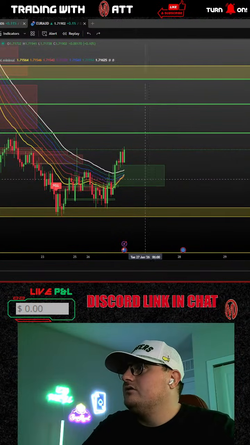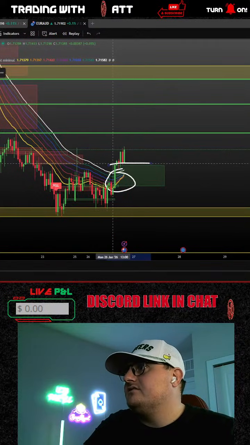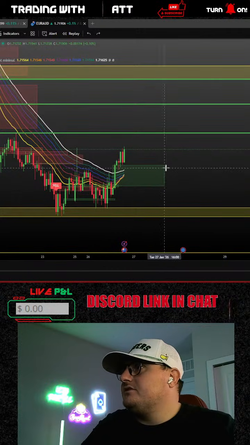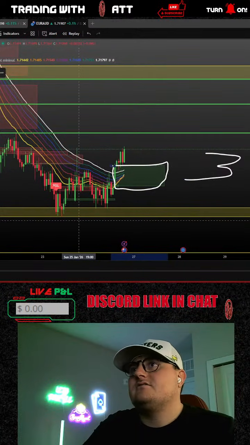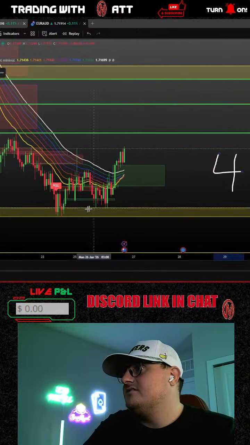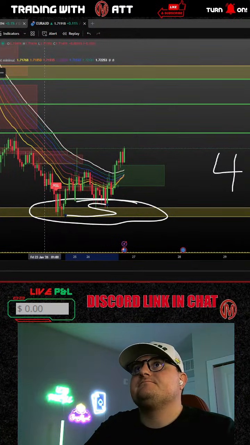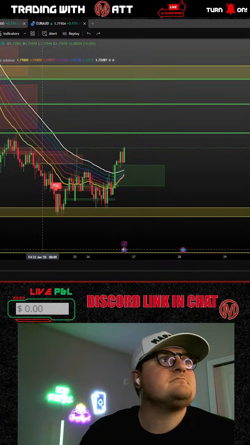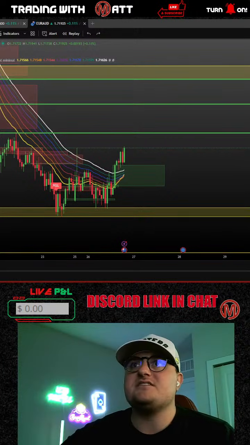Rule number 2, we have an EMA ribbon flip with a full candle closure above it. Right here, that's rule number 2. Rule number 3, we have a fair value gap created. Rule number 4, add a strong support. We got our 4 rules met. 3 or 4, you can get away with 3, but this one has all 4.